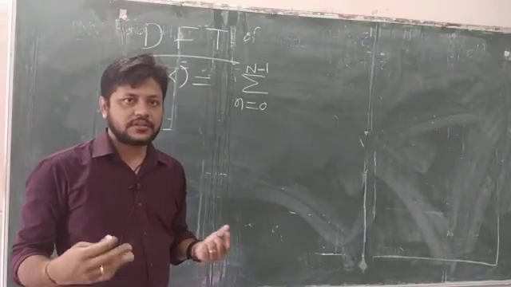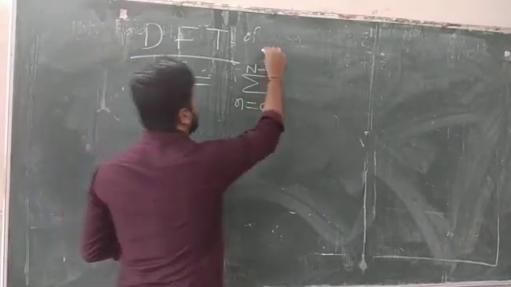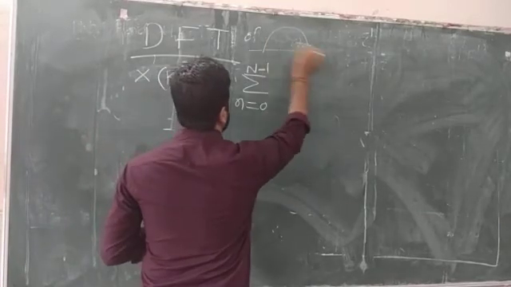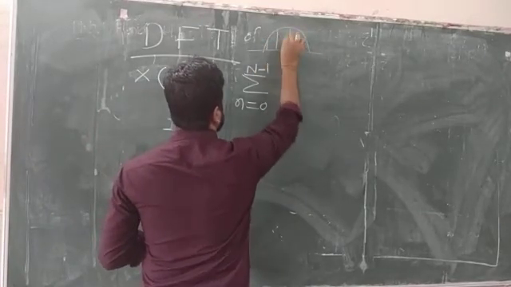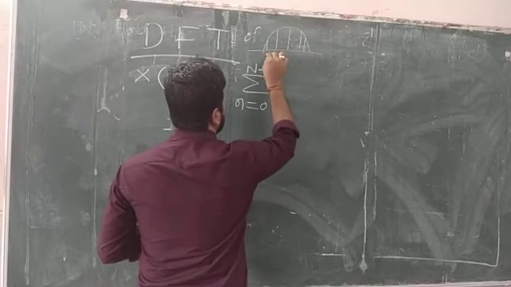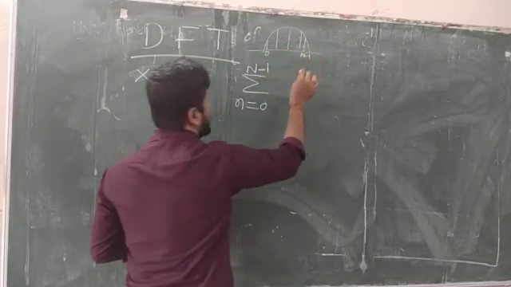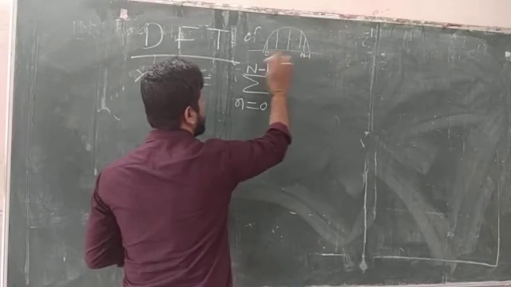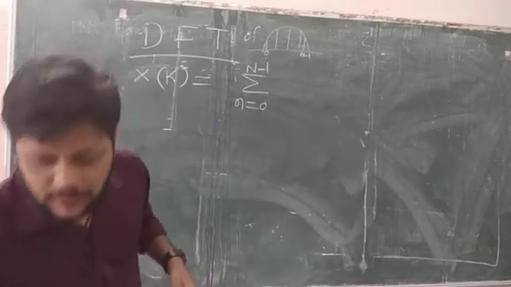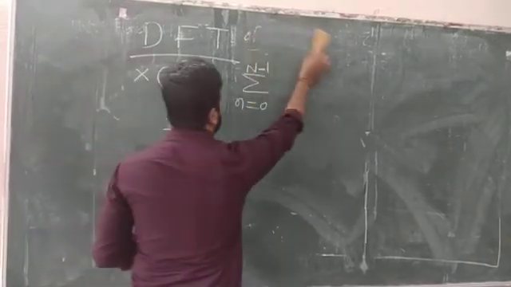N number of samples means, suppose this is a continuous signal, and just like this we are sampling it. This is sample number 0 and this is sample number N minus 1. Hence, 0 to N minus 1, we are considering for this discrete Fourier transform.